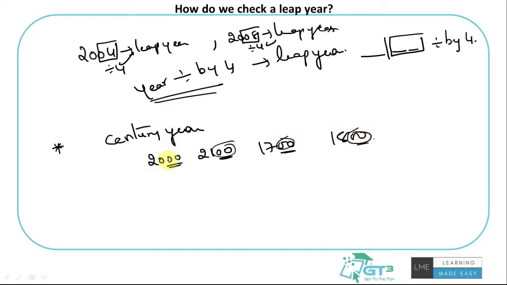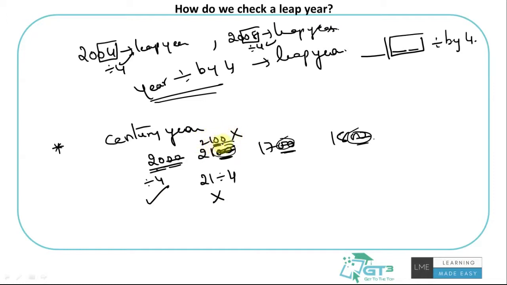When you see century years, cut them out completely. See if these two numbers are divisible by 4. Is 20 divisible by 4? Yes. So hence 2000 is a leap year. 2100, I don't count this. So it's basically I need to think it like this. 21 divided by 4. Is it divisible? Nope. That's why 2100 is not a leap year.